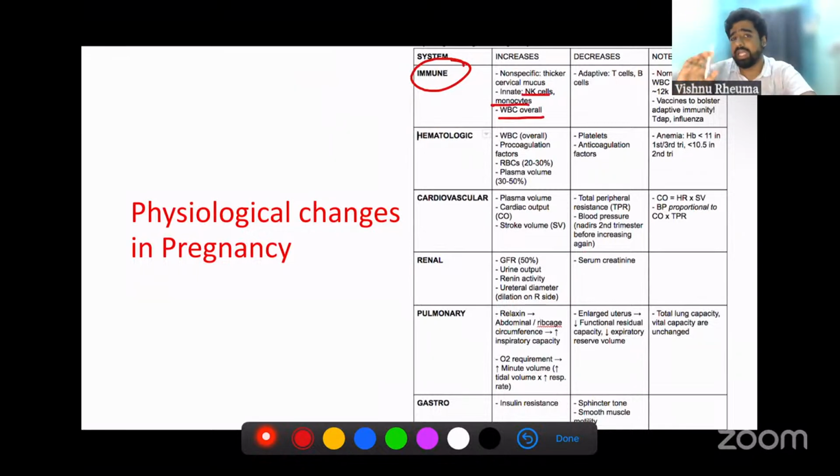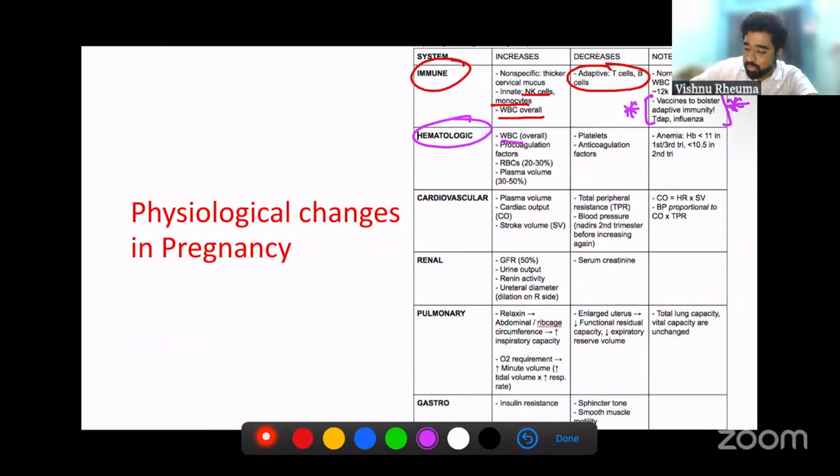Overall WBC count increases a bit, as I told you, while the adaptive immunity, the T cell and the B cell function, is something that decreases. Also, this is very important because especially in autoimmune rheumatic diseases which are already somewhat immunosuppressed, in the context of a pregnancy, definitely you have to vaccinate them, at least with the usual influenza and the pneumococcal vaccines you have to give them.